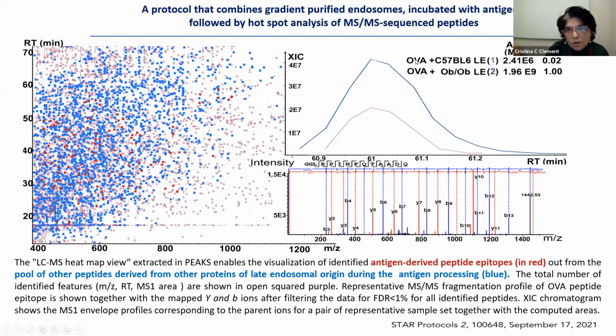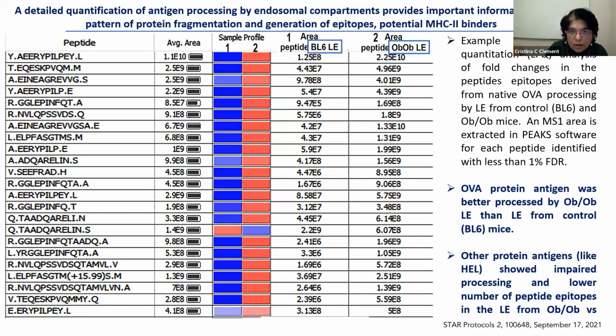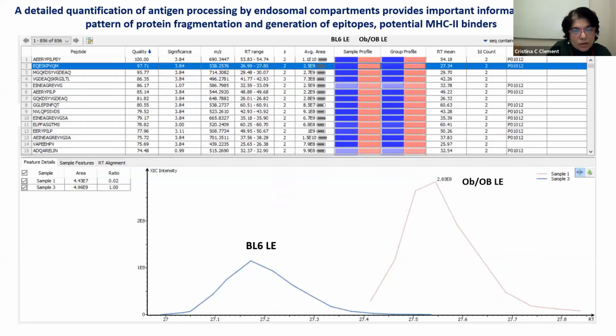We use here a model antigen such as ovalbumin, and you can see that the processing of the ovalbumin peptide, which is shown up here on the screen, is different in the control mice late endosomal compartment than in the OB late endosomes. So altogether, the label-free quantitative analysis also in PICS enables us to quantify the peptide epitopes derived from the antigen processing.